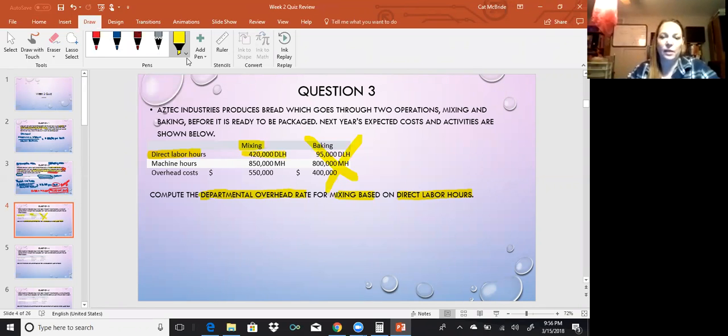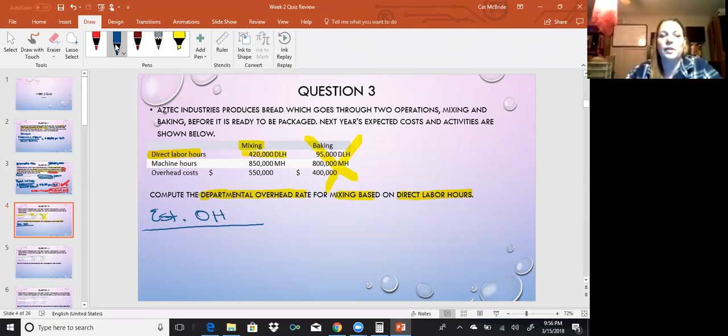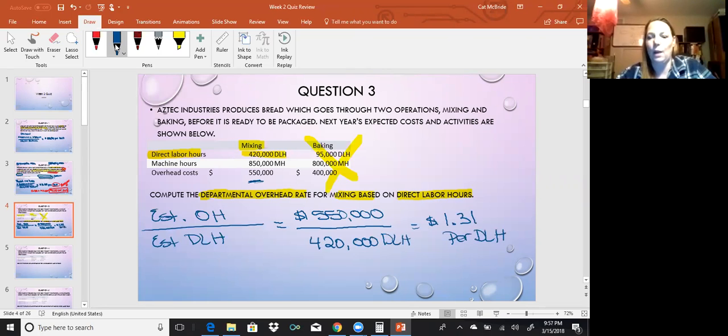Okay, so how do we calculate the overhead rate? It's estimated overhead cost divided by our driver, which in this case is direct labor hours. So we have 550,000 for our estimated overhead, and our estimated direct labor hours is 420,000. That's 1.31 per direct labor hour.